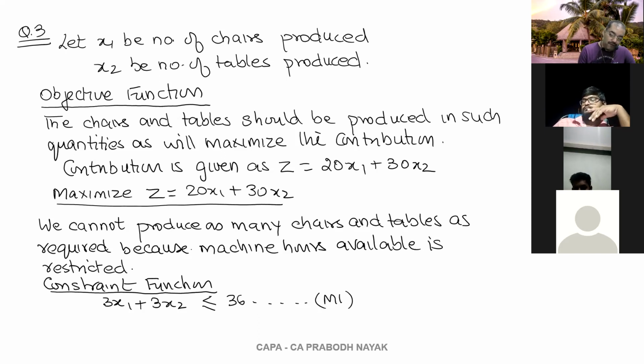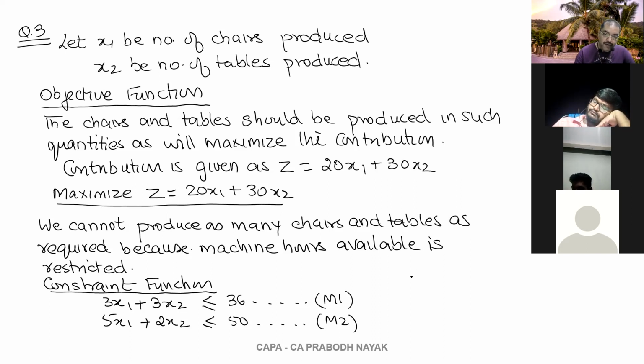Second machine, M2: 5x1 plus 2x2 less than or equal to 50. And third machine is 2x1 plus 6x2 less than or equal to 60.